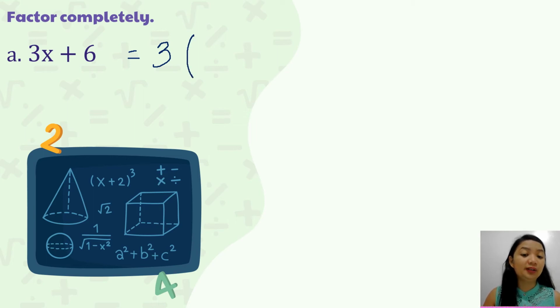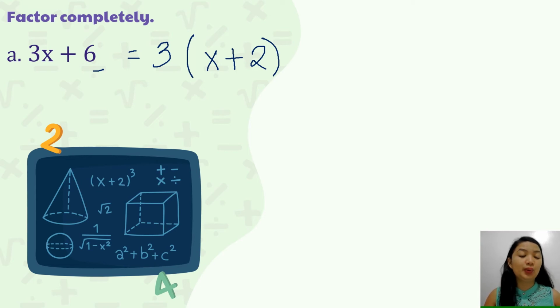And then we get the other factor since we are told to factor it. Since we have here 3, we divide 3x by 3. So 3 divided by 3, that is 1. And then since 3 does not have a variable with it, we have here x. And then we have 6. 6 divided by 3, so that is 2. So the factored form of 3x plus 6 is actually 3 times the quantity x plus 2.